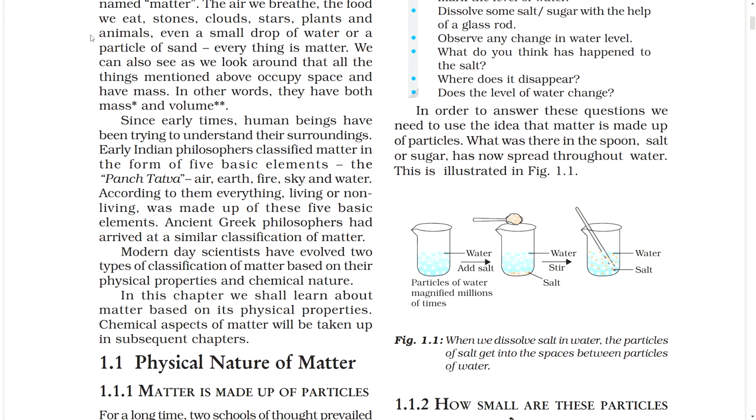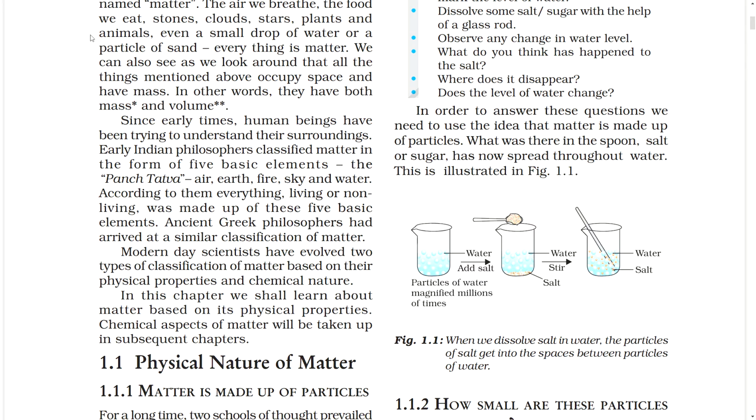Since early times, human beings have been trying to understand their surroundings. Early Indian philosophers classified matter in the form of five basic elements, the Pancha Tattva: air, earth, fire, sky, and water. According to them, everything living or non-living was made up of these five basic elements. Ancient Greek philosophers had arrived at a similar classification of matter.